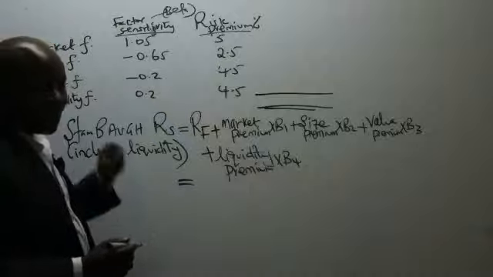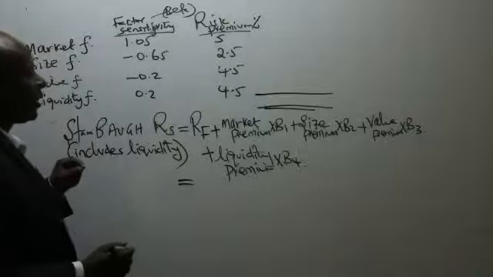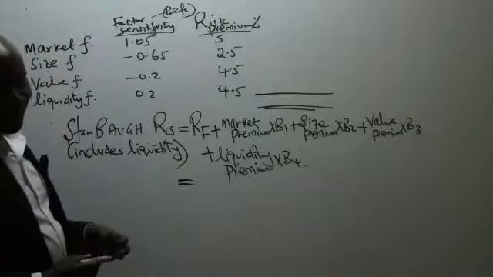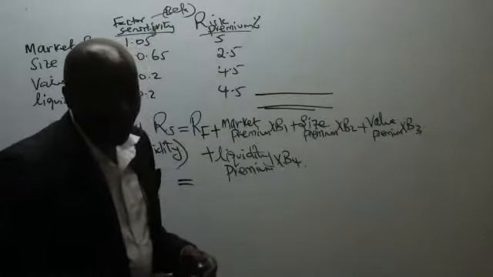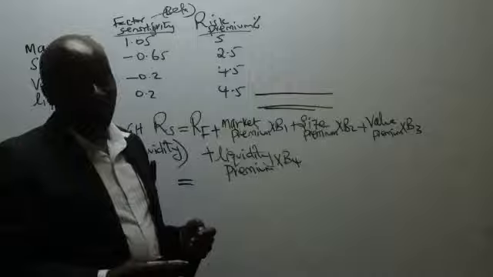This is a 4-factor model. From Fama-French, how many factors is it? 3. Great.